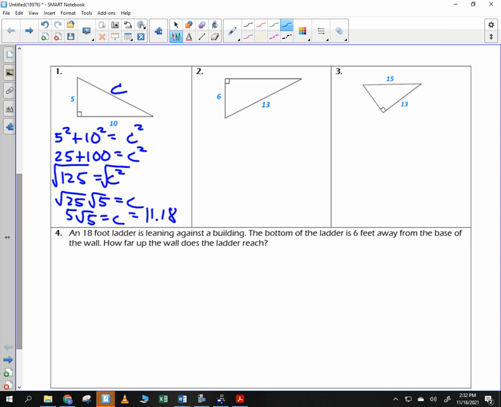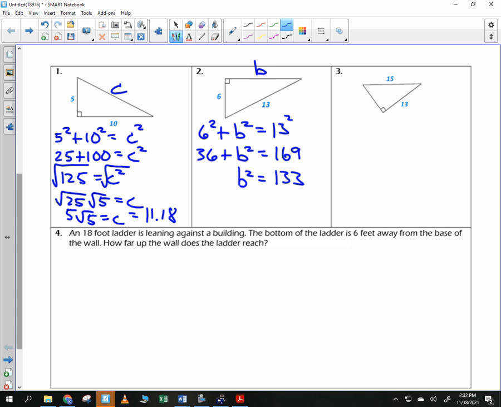This one, it doesn't matter whether you call it A or B, I'm going to call that side B. So which side would be A? So 6 squared plus B squared is equal to 13 squared. 6 squared is 36, plus B squared is 169. Subtract that 36 and we get B squared is equal to 133.